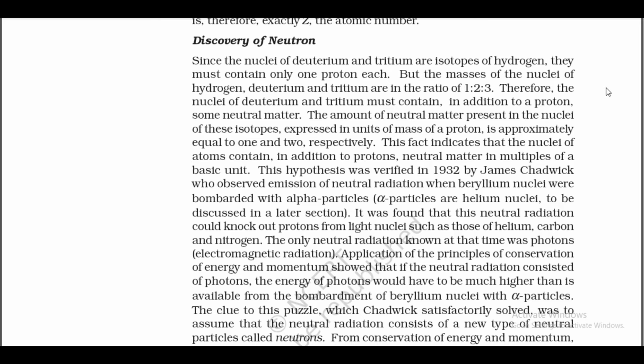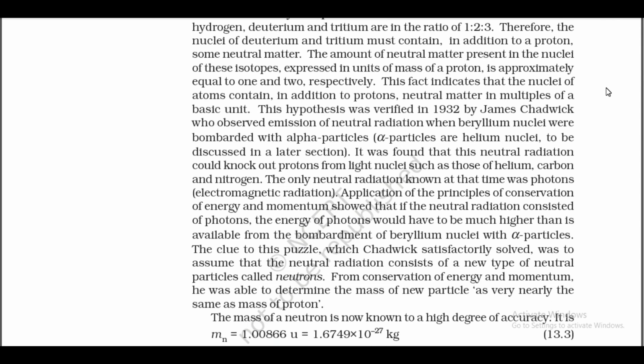unit. This hypothesis was verified in 1932 by James Chadwick, who observed emission of neutral radiation when beryllium nuclei were bombarded with alpha particles. Alpha particles are helium nuclei, to be discussed in a later section. It was found that this neutral radiation could knock out protons from light nuclei such as those of helium, carbon and nitrogen. The only neutral radiation known at that time was photons, electromagnetic radiation.